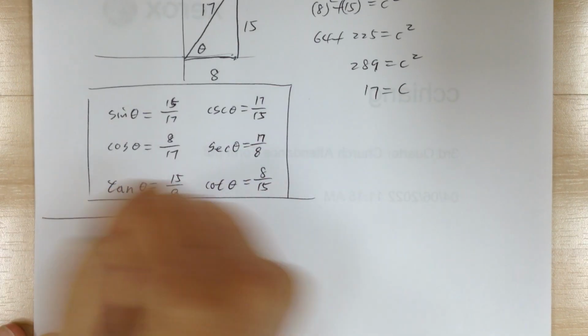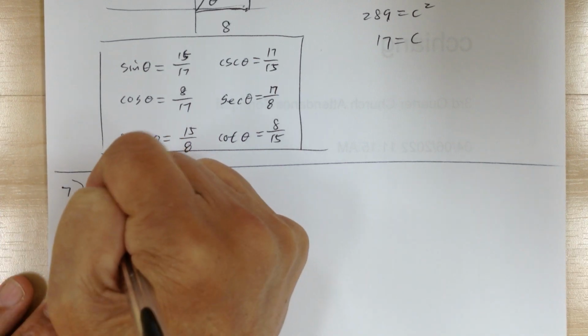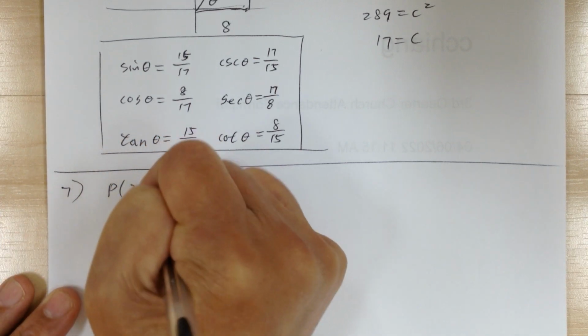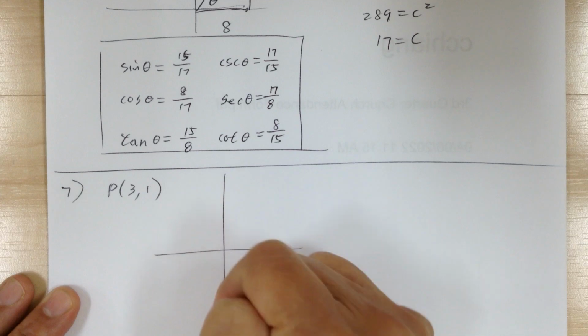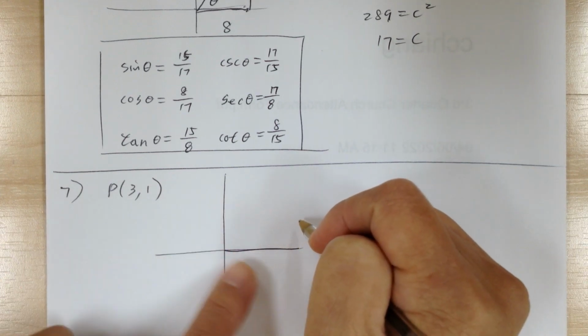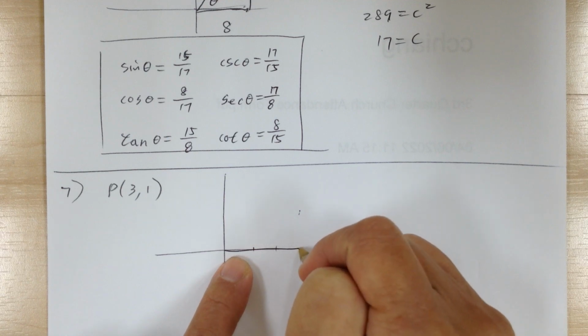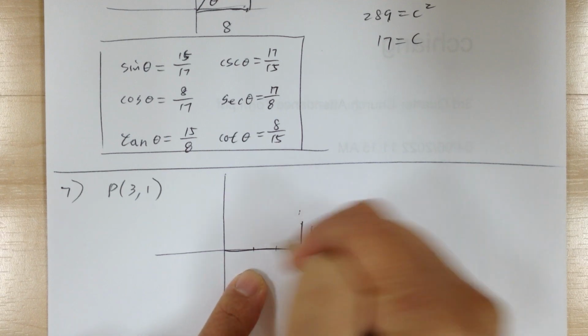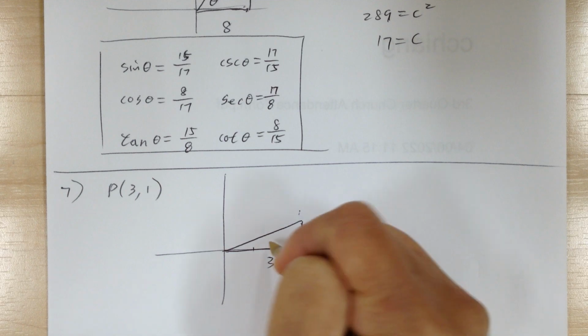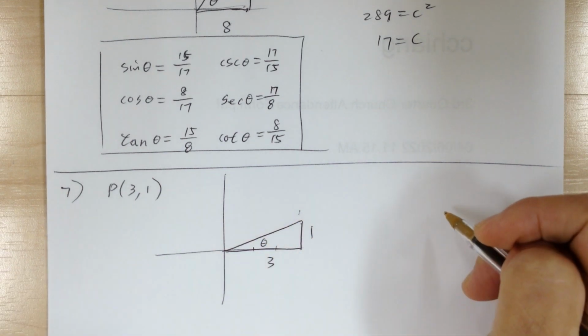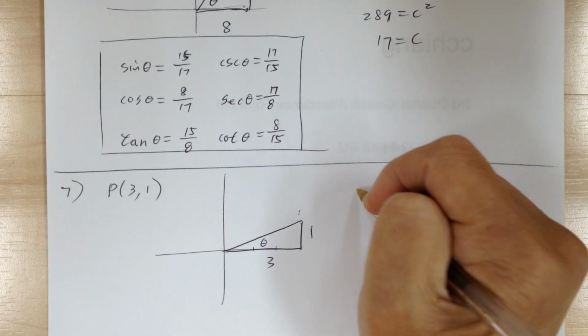Okay, let's go to number 7. The point is (3, 1). So 3, and the 1 is 1/3 of that. So make this into about this much, right? So again, this is 1, and this is 3. Okay, this one is not a special triangle, so just use your Pythagorean theorem.